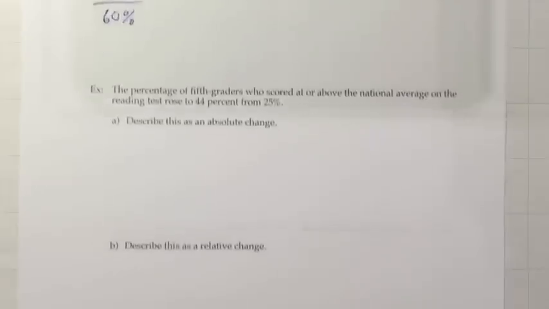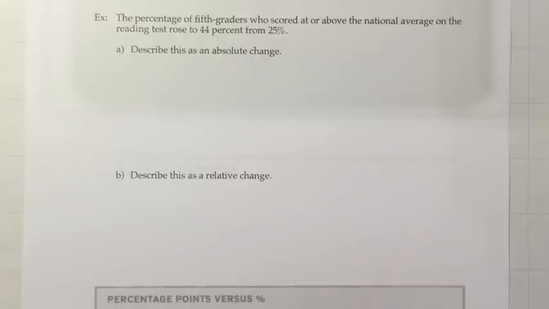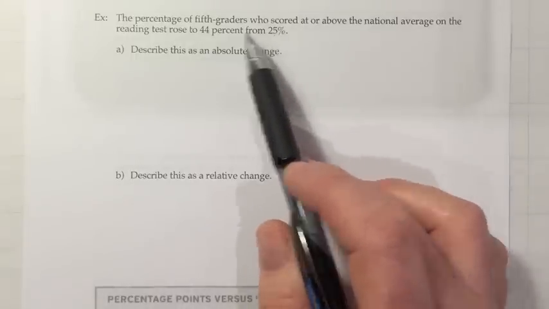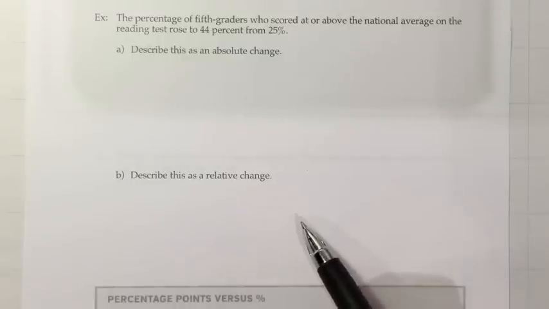All right, let's go ahead and take a look at another example, a little different this time. The percentage of fifth graders who scored at or above the national average on the reading test rose to 44% from 25%. So describe this as an absolute change and also describe it as a percentage change. So this is a little bit of a tricky one because when we do absolute change, the units are whatever the original units are, which is percentage. When we do relative change, that becomes a percentage change and always has units of percentage.